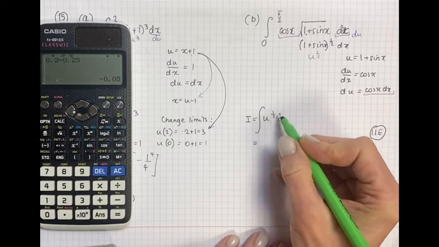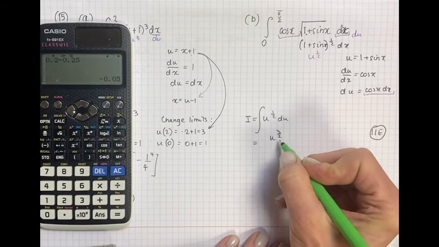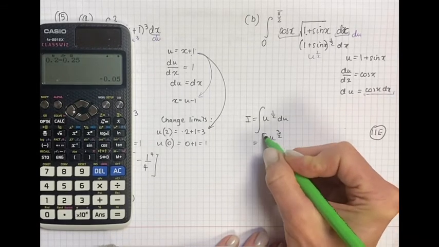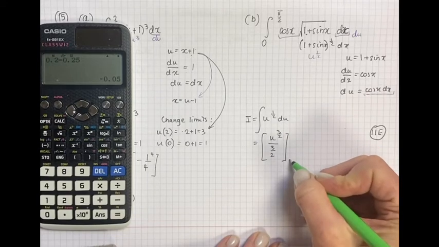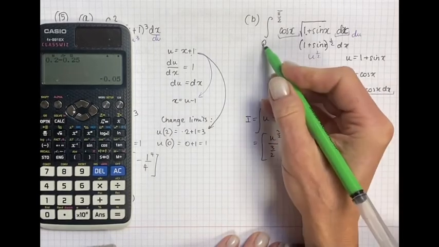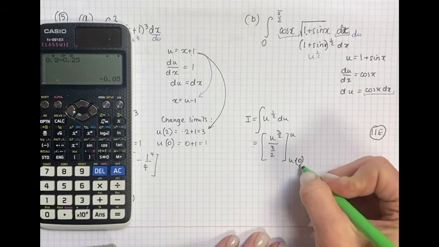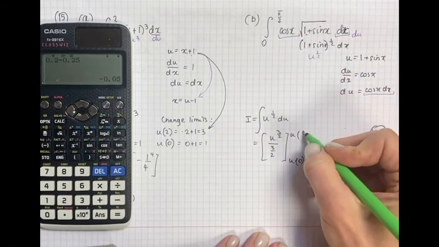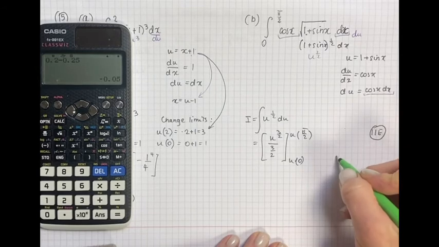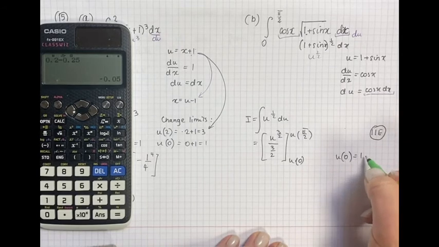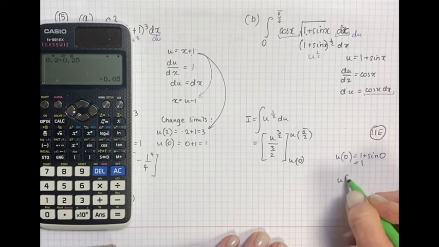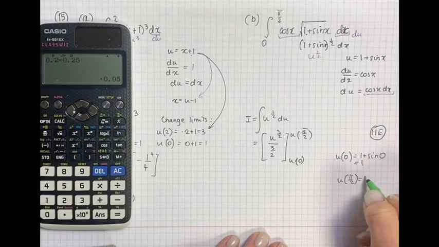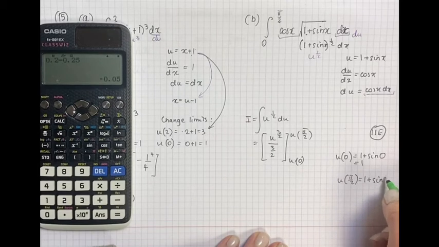Let's integrate it. Add 1 to the power, divide by that power. Now the limits are going to be whatever u you will get when x is 0, and whatever u you're going to get when x is pi over 2. So u of 0 is going to be 1 plus sine 0. That gives me 1. u of pi over 2 is 1 plus sine pi over 2. That's 1 plus 1, giving us 2.